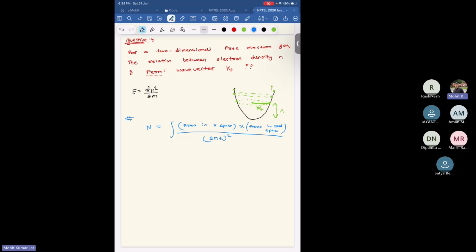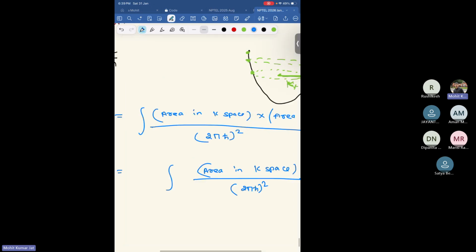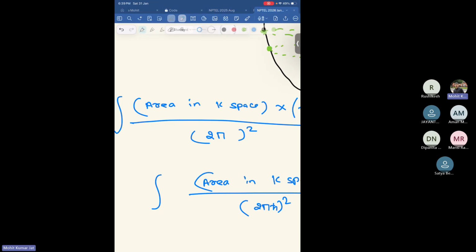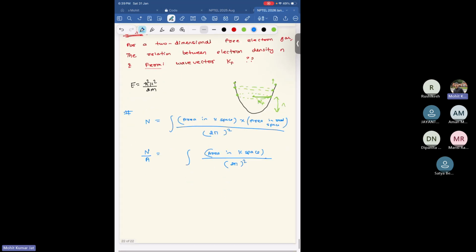Right? So let's say your material has area A. Since the real space area will be constant, you can take n by A. And then you have the area in K space divided by (2 pi) square. So this will be the momentum basically. If I'm talking about the K space, then there's no need to take the h bar. If I talk in terms of the momentum, then I'll have to take care of the h bar in the bottom. So this will be 2 pi square.